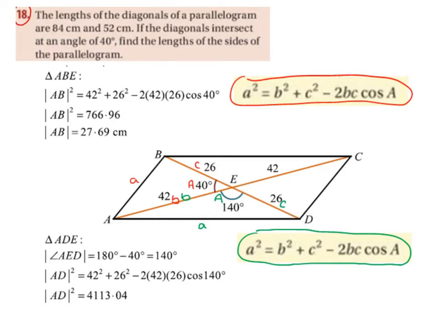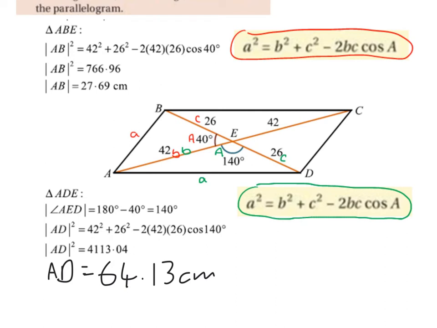I substitute into my formula. So I have AD squared, which is the side I'm looking for, is equal to 42 squared plus 26 squared minus 2 times 42 times 26 cos of 140 degrees. And that gives me 4,113.04. The square root of that is 64.13 centimetres to 2 decimal places. So AD is 64.13 centimetres and BC is also 64.13 centimetres.